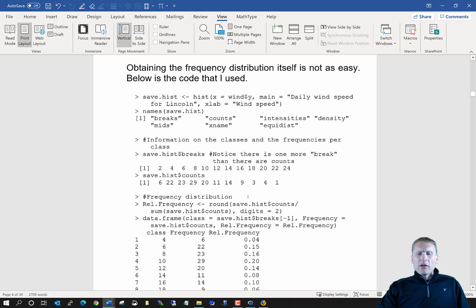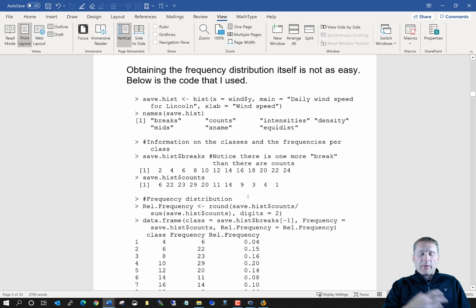Okay, so how could we just obtain the frequency distribution? It's nice that we have a histogram, and most of the time that's what you're going to be doing. You're going to be plotting the frequency distribution. But let's say that you want to actually see the numerical values of the frequency distribution. How can we get that? Well, it's unfortunately not as easy as perhaps what we would like, but it's not too bad in the end.